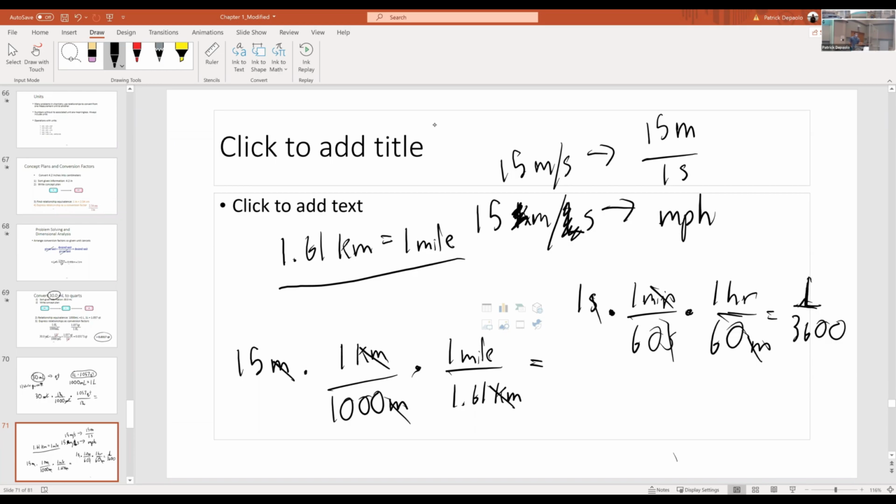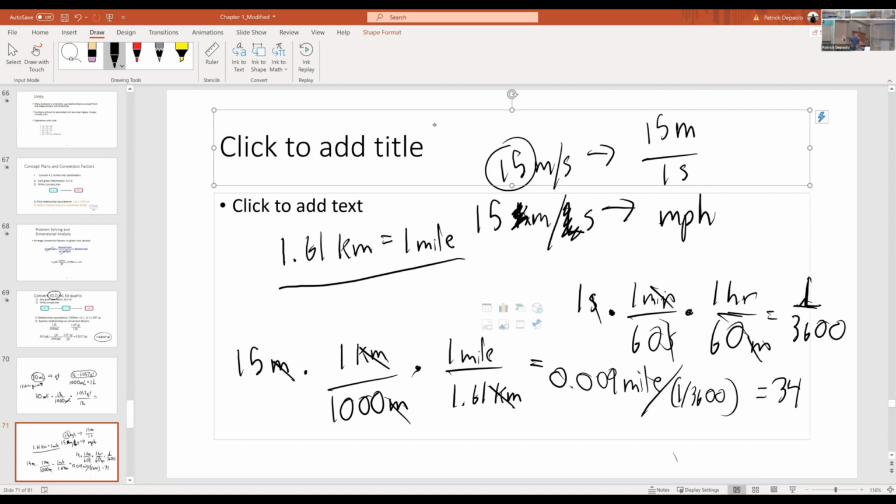And then what is this number? Does anybody get it? 0.009? Yep. Awesome. That makes sense. So we're going to divide this 0.009 by 1 over 3,600. So basically 0.009 times 3,600. What is that? 34. And sig fig wise, correct, good, since 15 only has 2. So it would be 34 miles per hour. Decent speed. Cool.